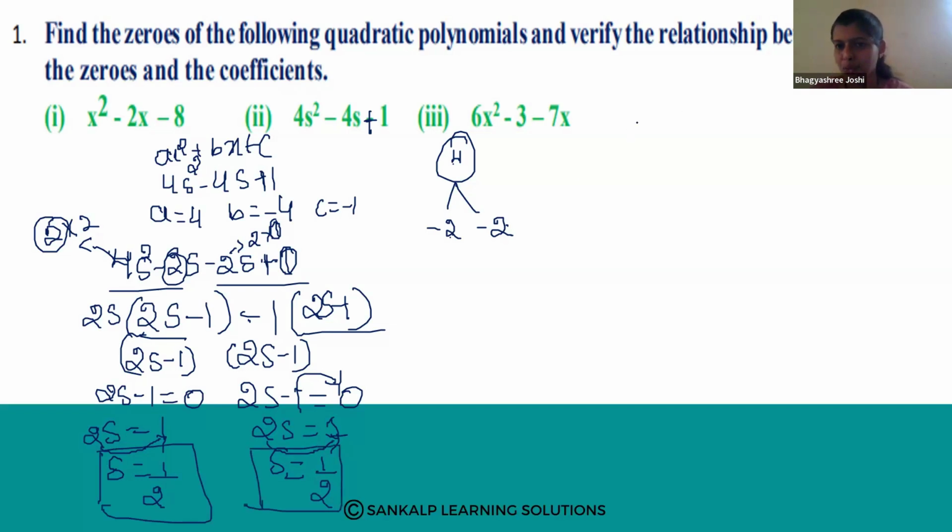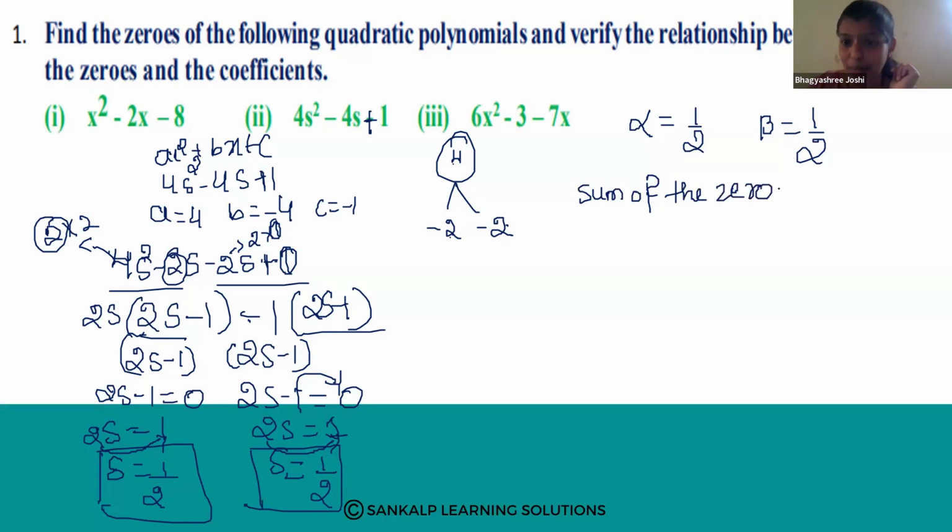So call one zero alpha. Alpha is equal to 1 divided by 2. Another zero I will call it as beta. That is, beta value is 1 divided by 2. Yes, over. One part is over. Next, we are verifying. We are going to verify the relation. That is alpha plus beta, sum of the zeros.